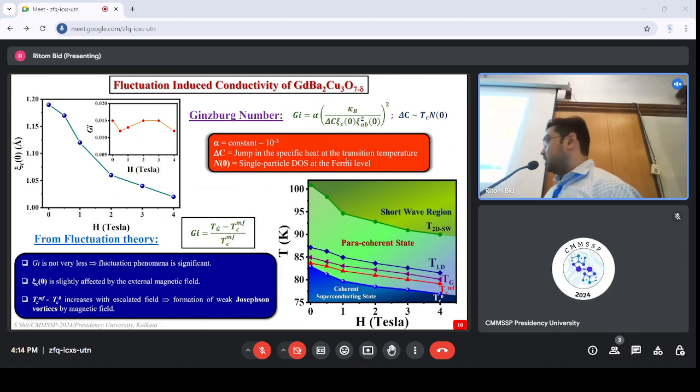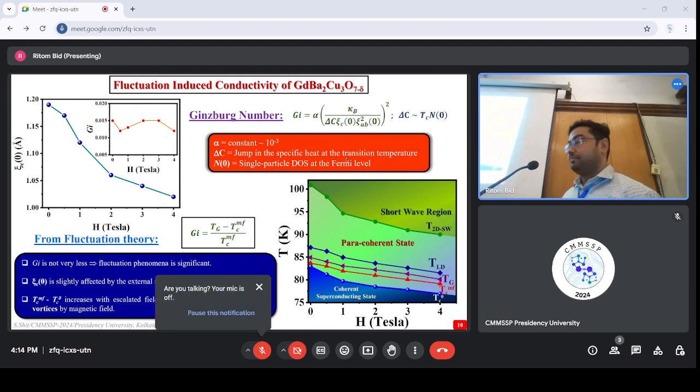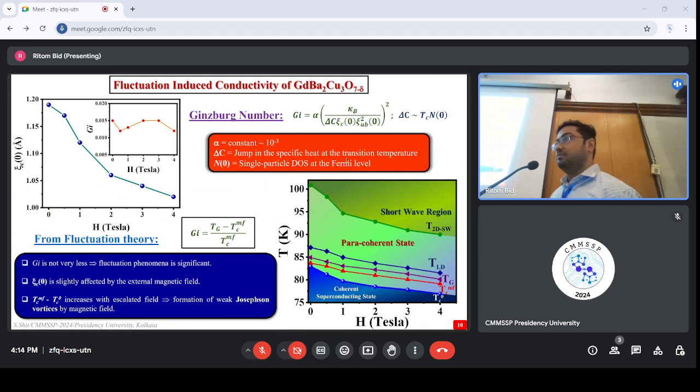But in our case, we have calculated the Gi number by these equations from fluctuation theory, and we have found that the Gi number is more or less unaffected by the magnetic field, but it is not that small. So what we have studied in our sample is significant. And from all these intersecting temperatures, we have successfully drawn a phase diagram suggesting that in between the short wave region and the coherent superconducting region, there is a paracoherent state where fluctuation study can be done. And we have also seen that with increasing magnetic field, TCMF minus TC0 increases, which suggests the formation of weak Josephson vortices by the magnetic field.